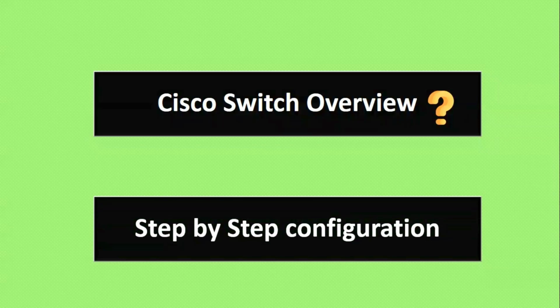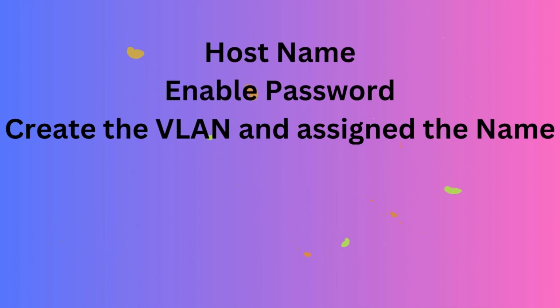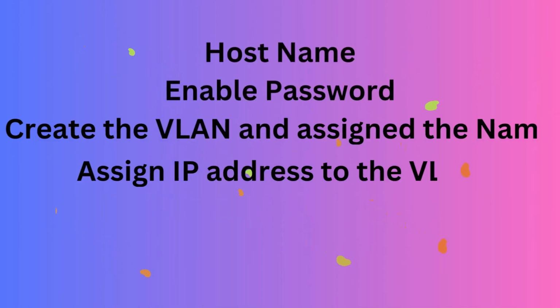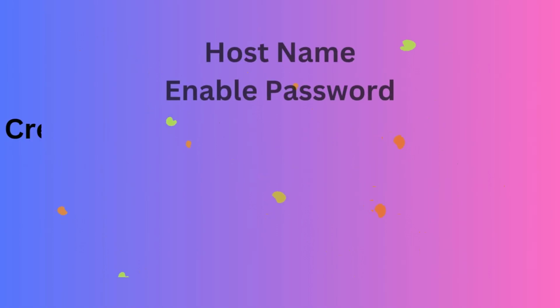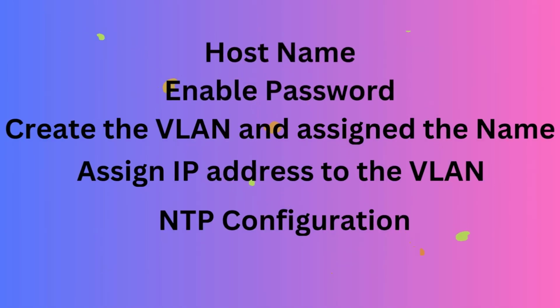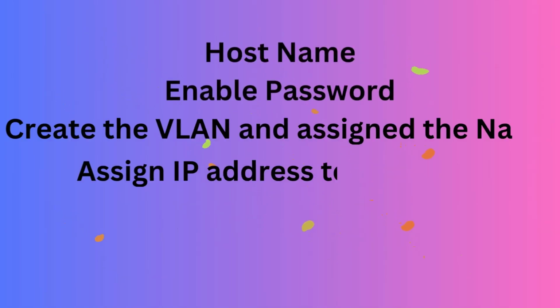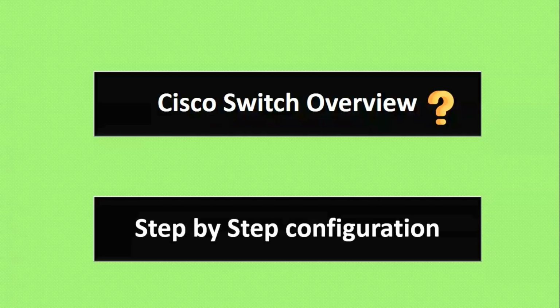In the simulation, we are going to cover configuring the host name, enabling the password, creating the VLAN, assigning a name to that VLAN, and creating the VLAN interface. Then we will configure the NTP server to sync the clock on the switches. Then we will see the SSH configuration. We will look into the details in the live demo. So let's jump into the video.